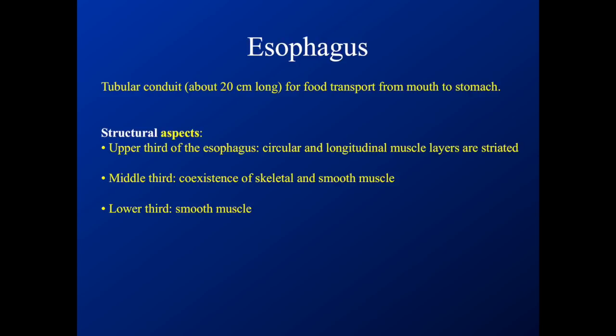The food then is passed down the esophagus, which is a tubular conduit about 20 centimeters long, and this is for food transport from the mouth to the stomach. There are a couple of structural aspects you need to focus on. In the upper third of the esophagus, the circular and longitudinal muscle layers are striated like skeletal muscle, and then as you go down, you get a coexistence of both striated muscle and smooth muscle that is consistent with the rest of the GI tract. And then the lower third is just purely smooth muscle.